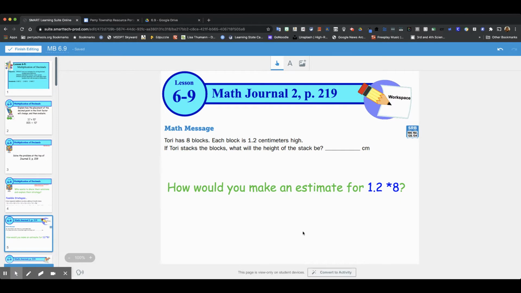If I'm looking at 1 2/10, I might round it to 1, and round that to 10 with a 10 being there. Or maybe I left the 8 the same and I get 8. So I'm looking at my estimation here and I'm seeing that my answer should be somewhere between 8 and 10.